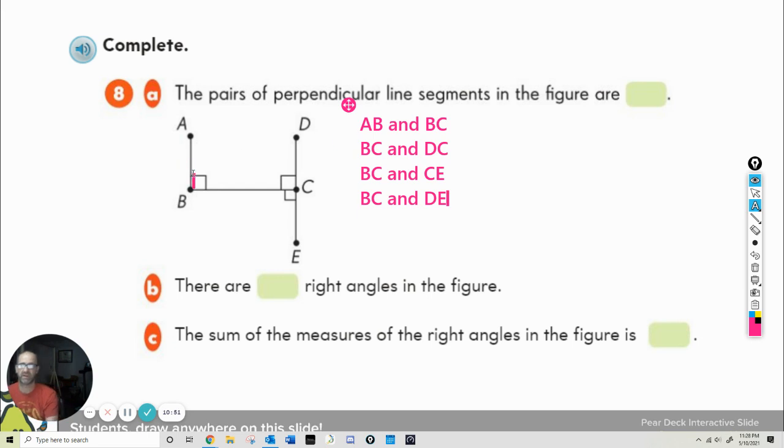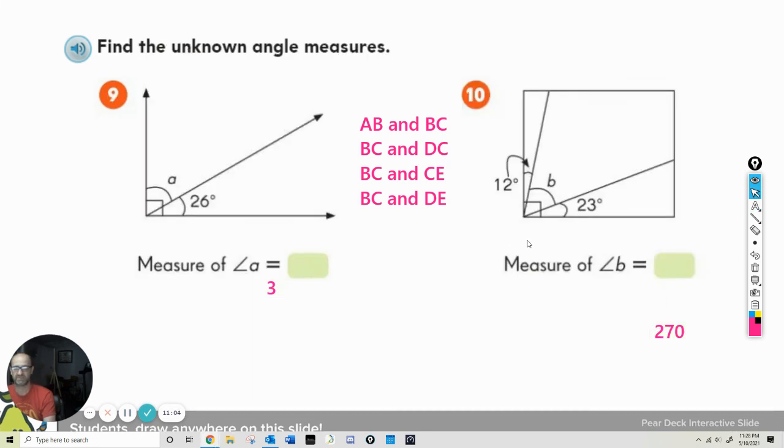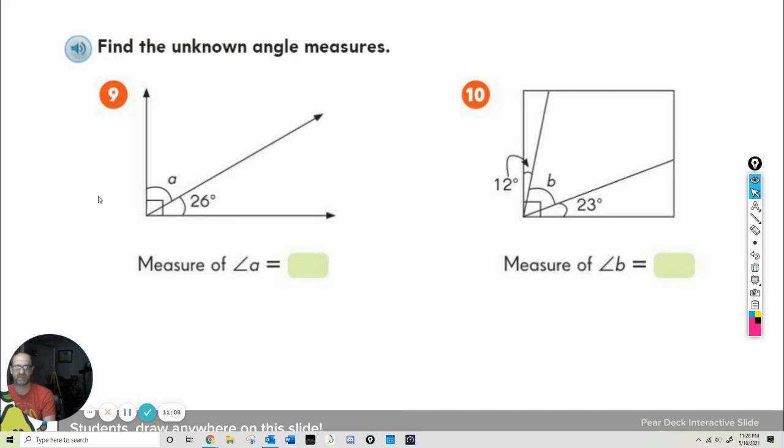Okay. How many right angles in the figure? There are 3. And if you add those 3 right angles up, the sum of those 3, 90 plus 90 plus 90, 270. Booyah. Why is this boring little lesson taking so long? All right. Pause me and do this. Remember, you got to prove the math. Okay? I'll start in 5 seconds. 4, 3, 2, 1, 0.